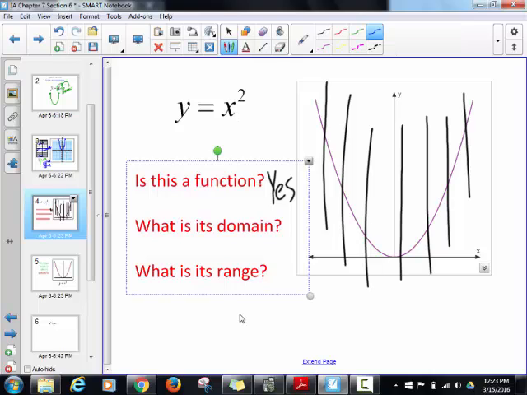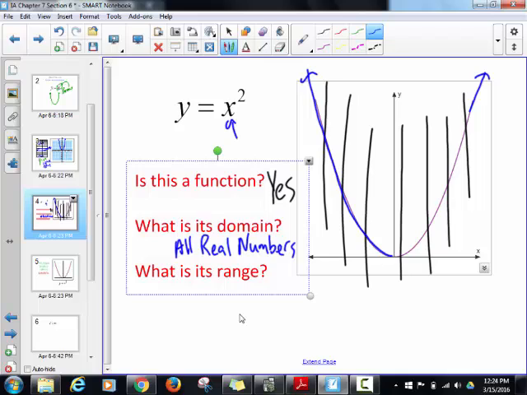What's its domain? Well, let's see. This baby's going to keep going on forever this way, and it's going to keep going on forever this way. So are there any x values I cannot plug in? Can you think of an x value I couldn't plug into that equation? No, if I plugged in an x value, I'd get an output. So the domain is really all real numbers. Every single number works for its x's.